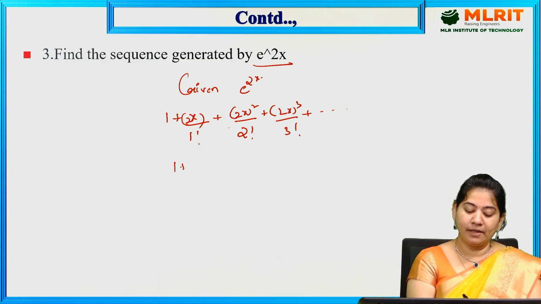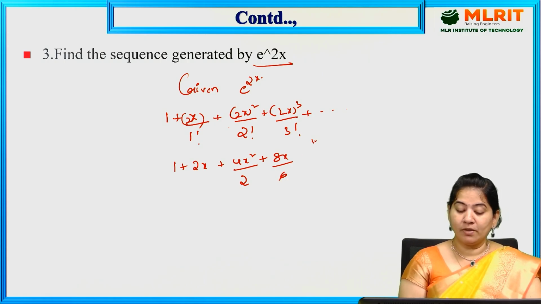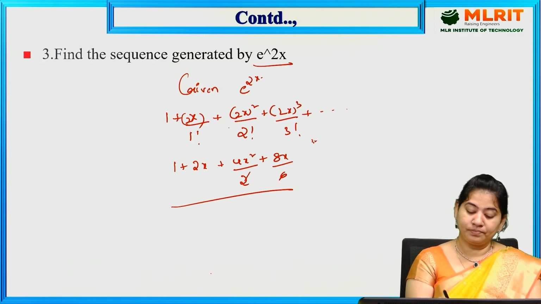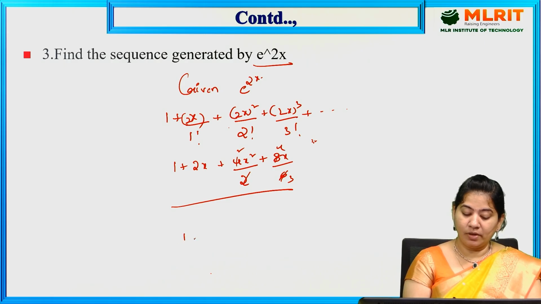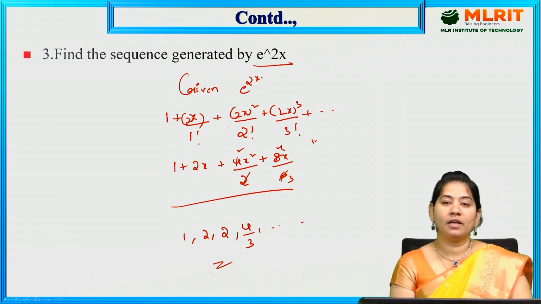So now if you write 1 plus 2x plus 4x square by 2 factorial, which is nothing but 2, and 8x cube by 3 factorial, which is 3 into 2 into 1, that is 6. So if you observe, you will get 1, 2, 2, 4 by 3 and so on. This is the sequence generated from the given generating function.